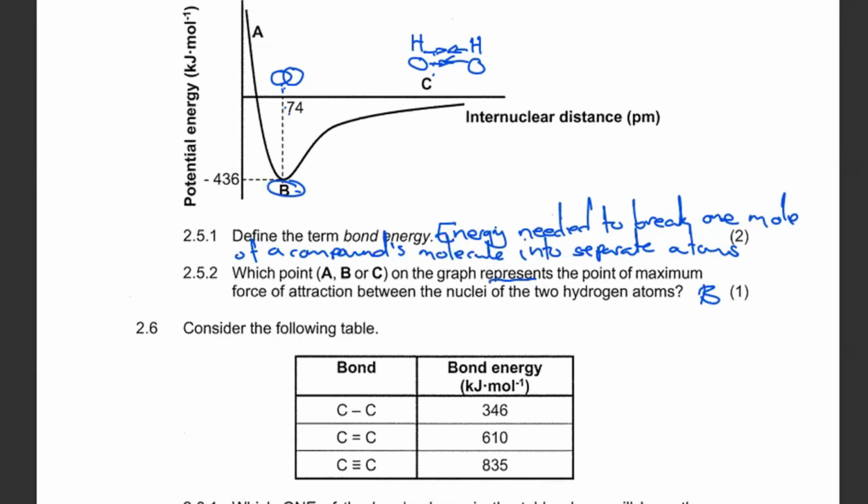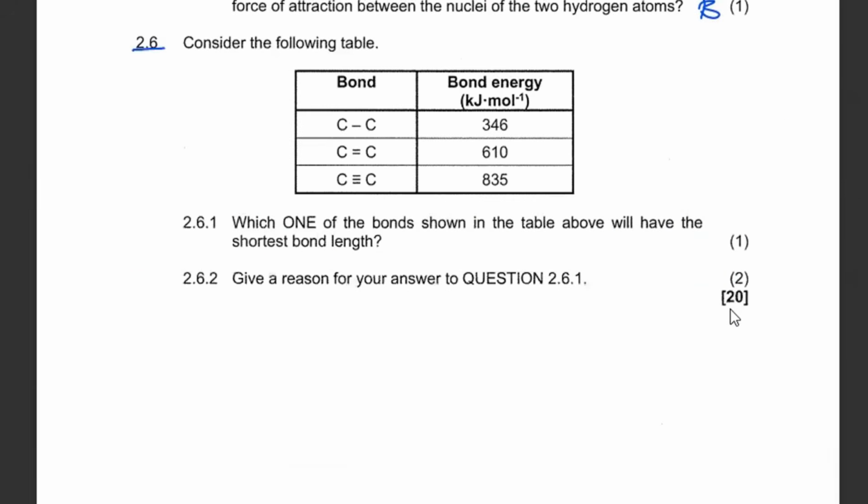Then 2.6 says, consider the following table. Which one of the bonds shown in the table above will have the shortest bond length? Remember the bond order: here we have only one bond, here is a double bond, and here is a triple bond. According to the bond order, the one that is going to have the shortest bond length is C, the one that has a triple bond.